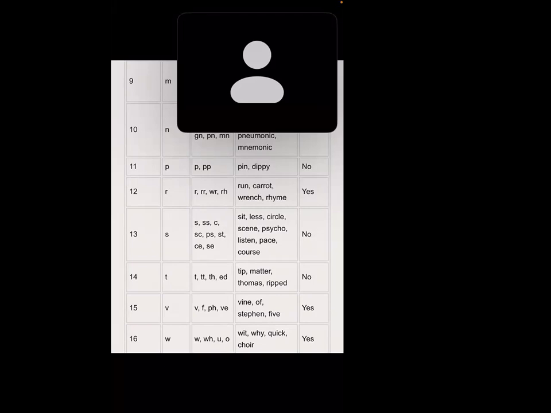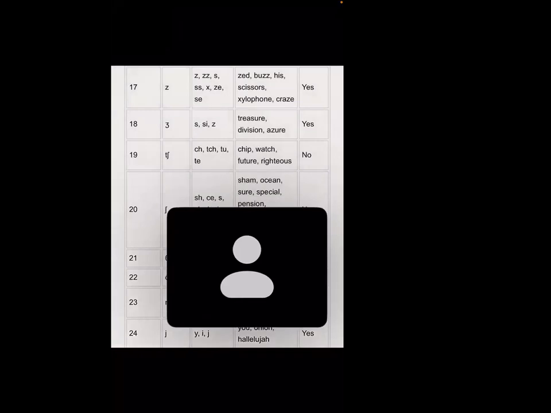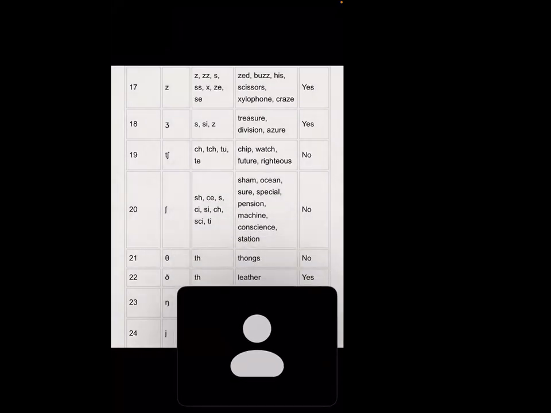Okay, number 17, we have Z. This is voiced. Of course, it has letter Z, and in some words letter S, and in some words letters SS, X, ZE, and SE. So you have Z as in someone's name. Then we have buzz. We have his. The car is his. Then we have scissors, xylophone, and craze.